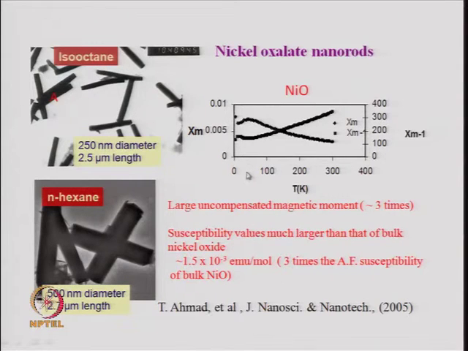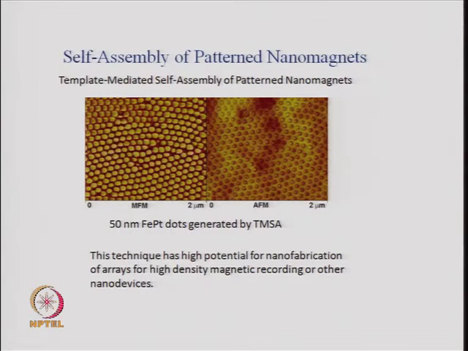And so, when you measure for a nanoparticle of nickel oxide, you see that the magnetic moment is 3 times larger than that of bulk nickel oxide particles. It also means that when you measure susceptibility, the values are much larger than the susceptibility of bulk nickel oxide. So, we looked at copper oxide and nickel oxide. Similarly, you can make many such magnetic materials, and many of these nano magnets have applications if you can order them properly. So, if you can order these nanoparticles, then it will have a tremendous role in applications.